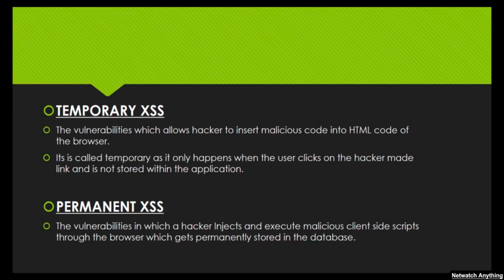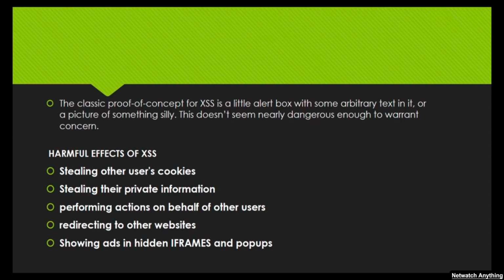Okay, now you must be wondering, even after finding an XSS vulnerability, how are we going to identify it? So the classic proof of concept for XSS is a little alert box with some arbitrary text in it or a picture of something silly. This doesn't seem nearly dangerous enough to warrant concern. What are the harmful effects of XSS? Stealing other users' cookies, stealing their private information, performing actions on behalf of other users, redirecting to other websites, showing ads in hidden iframes and pop-ups.